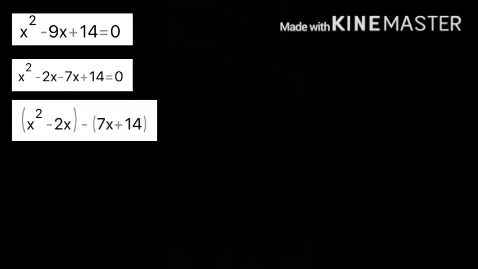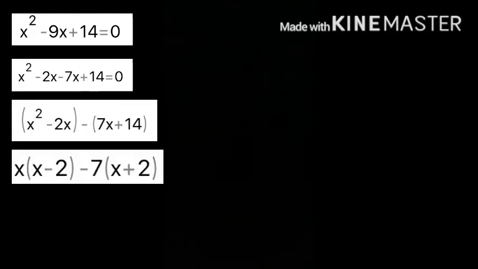Next, we group them up and find their similar terms. x is present in both x squared and 2x. And 7 is present in both 7x and 14, which is divisible by 7.